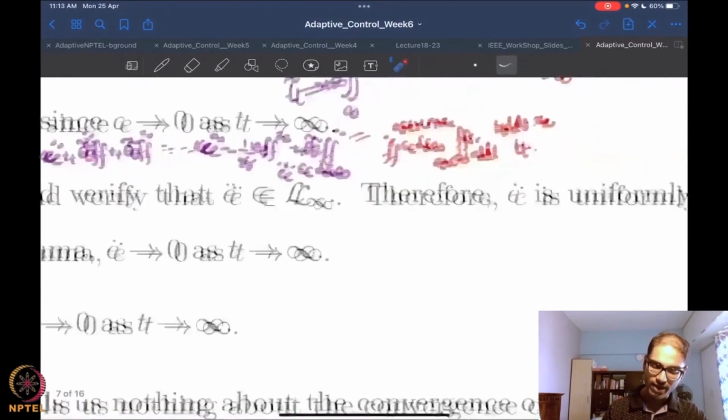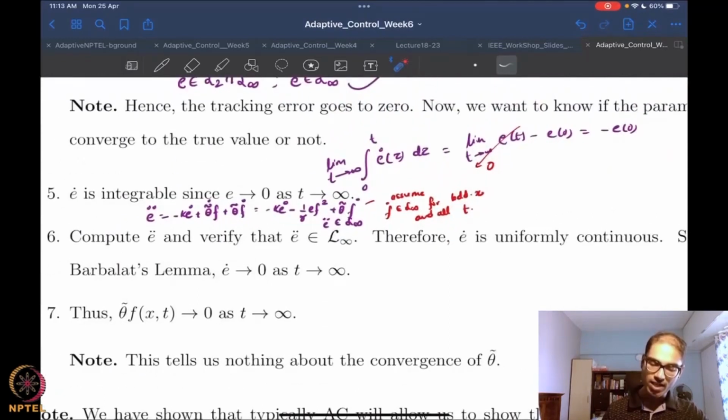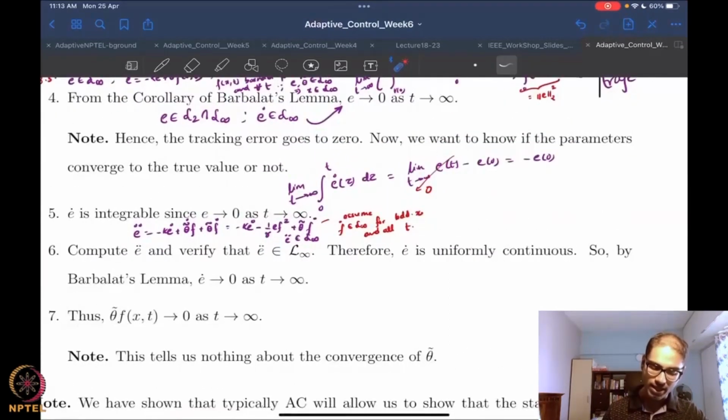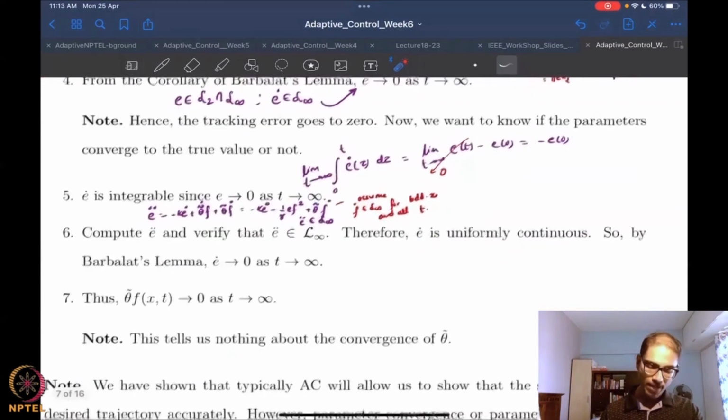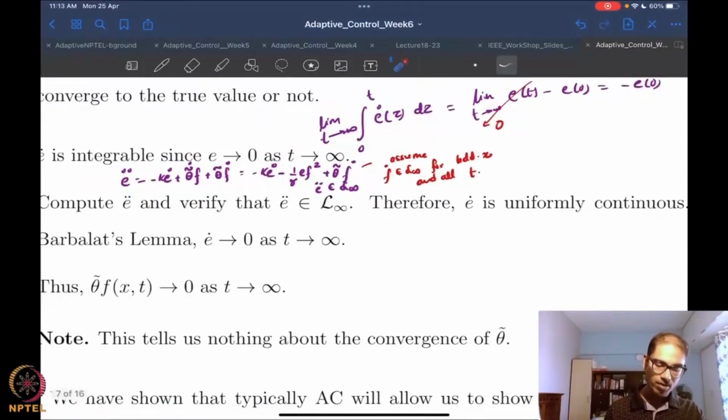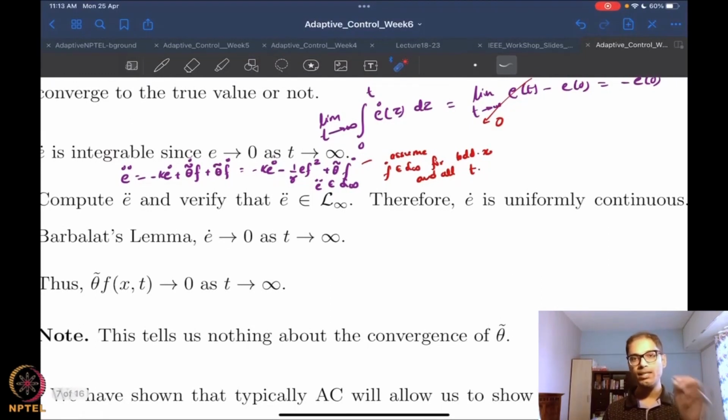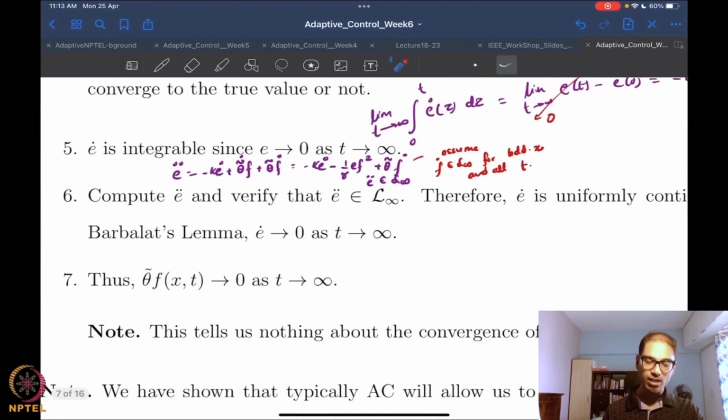Now, one of the results that we had looked at said that if the derivative of a signal is bounded, that is, if E dot is bounded and E double dot is bounded, then the signal itself is uniformly continuous. That's what we claim here. And so this is by the original Barbalat's lemma. What does the original Barbalat's lemma say? It says if a signal is integrable and if it is uniformly continuous, then it goes to 0 as t goes to infinity. So from that, we know that E dot was integrable and we know that E dot was uniformly continuous. Therefore E dot goes to 0 as t goes to infinity.